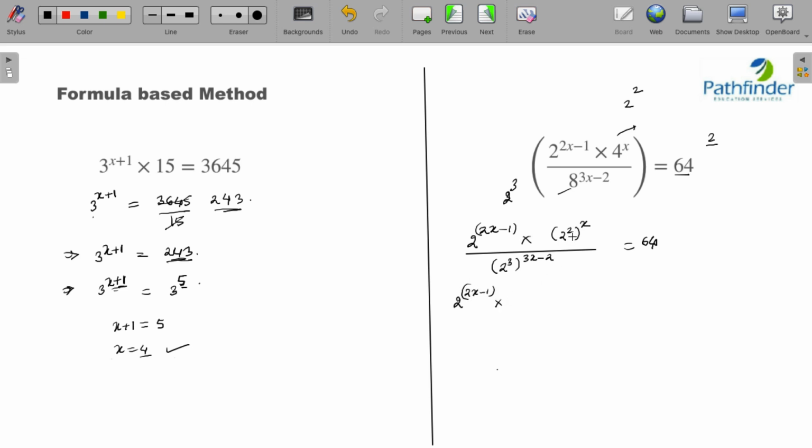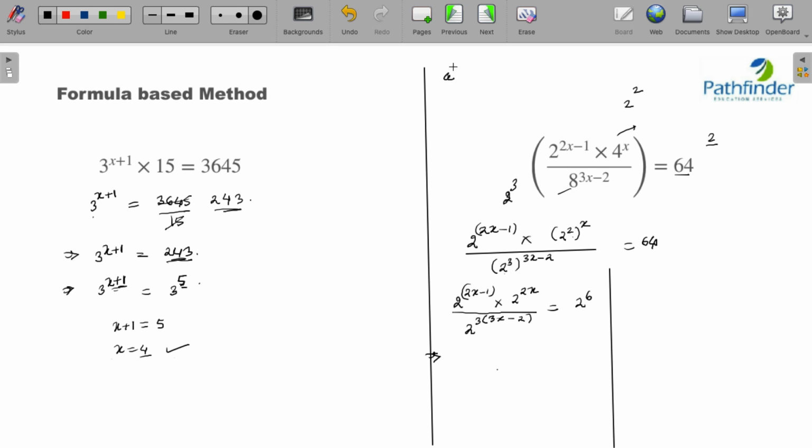Now you have 2 to the power of 2x minus 1 multiplied by 2 to the power of 2 whole to the power of x, which becomes 2 to the power of 2x, divided by 2 to the power of 3 multiplied by 3x minus 2, and 64 as 2 to the power of 6. Let me create some more space here.